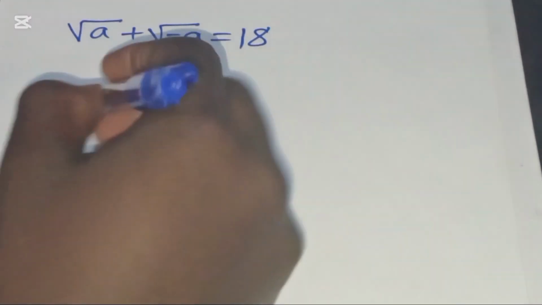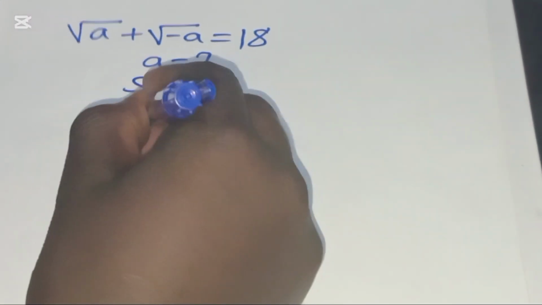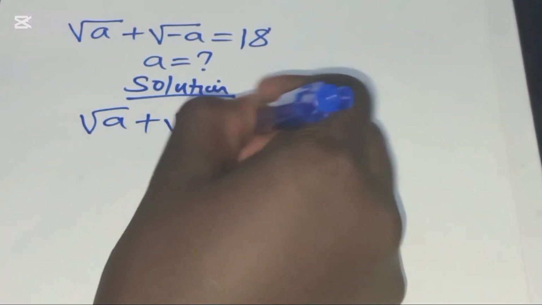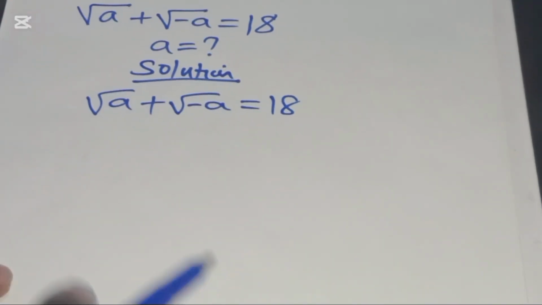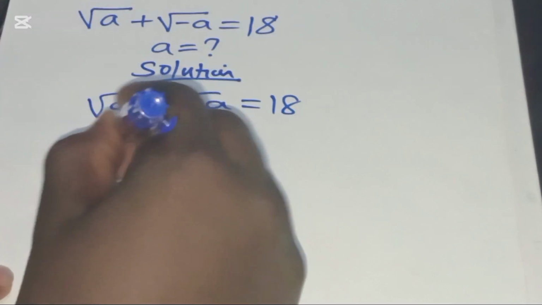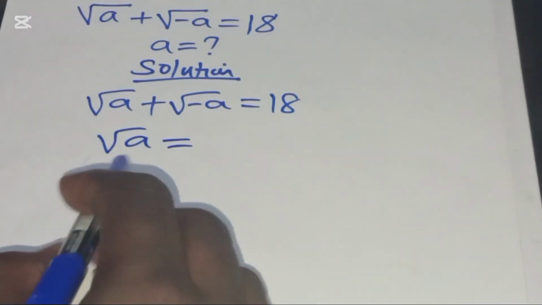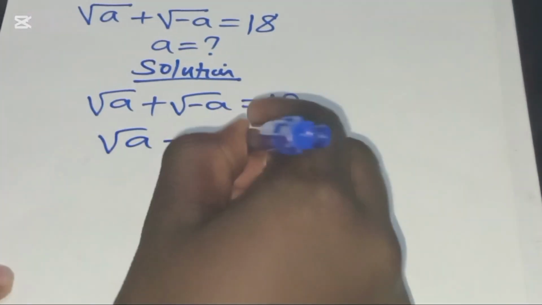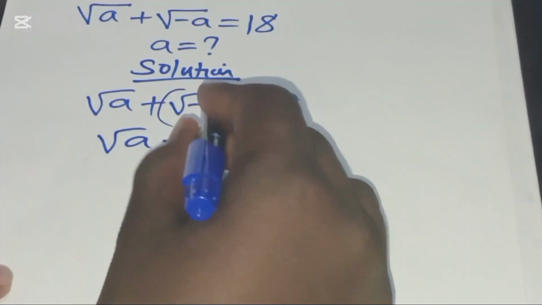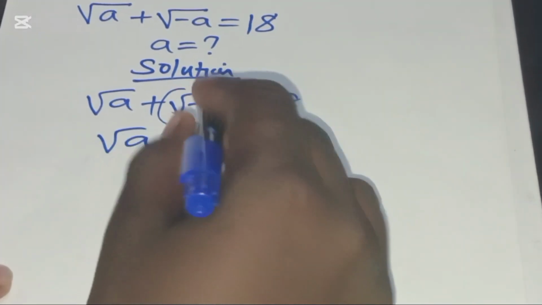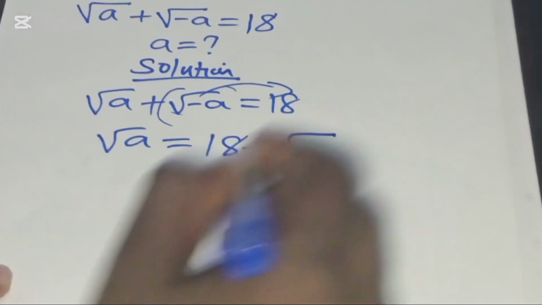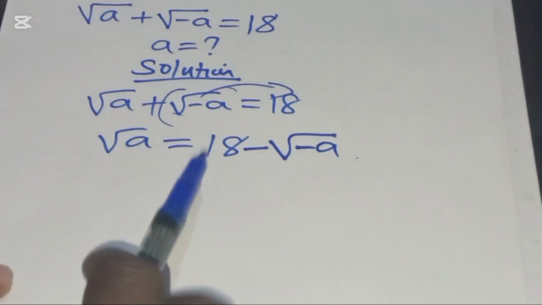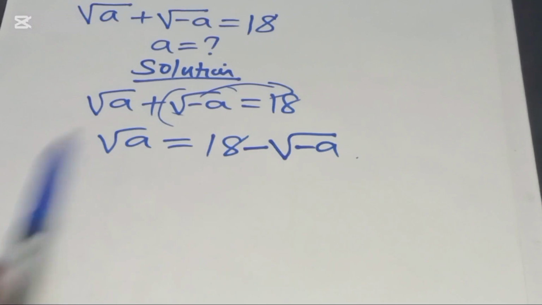From here, we have the square root of a plus the square root of negative a equal to 18. The first thing to do is make the square root of a the subject of the formula, so that the square root of a is equal to 18 minus the square root of negative a.